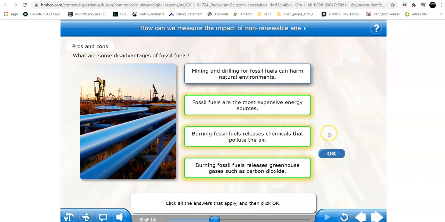So a lot of science in this area is geared towards educating people on the negative effects of fossil fuels, which is an important thing to know. And I think we should strive to grow our other energy sources. But right now, they're the cheapest and most readily available, which is why they're used so widely.